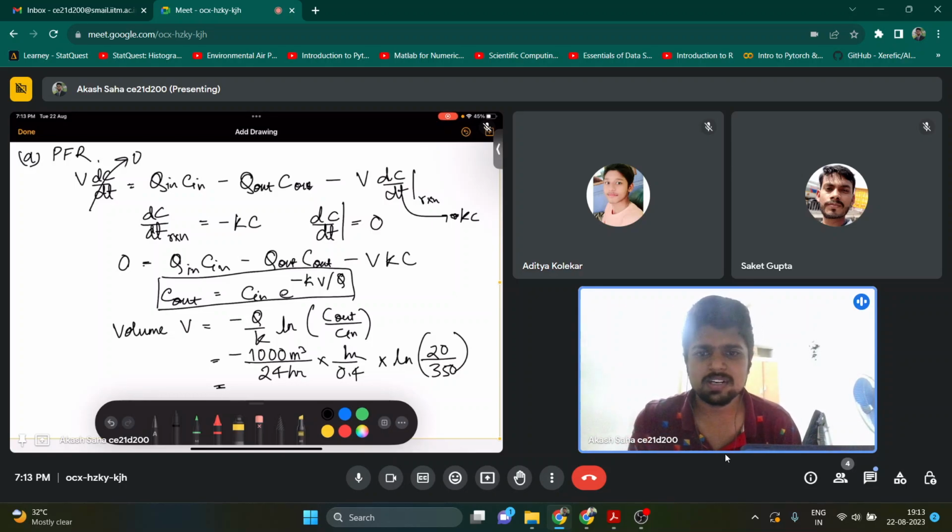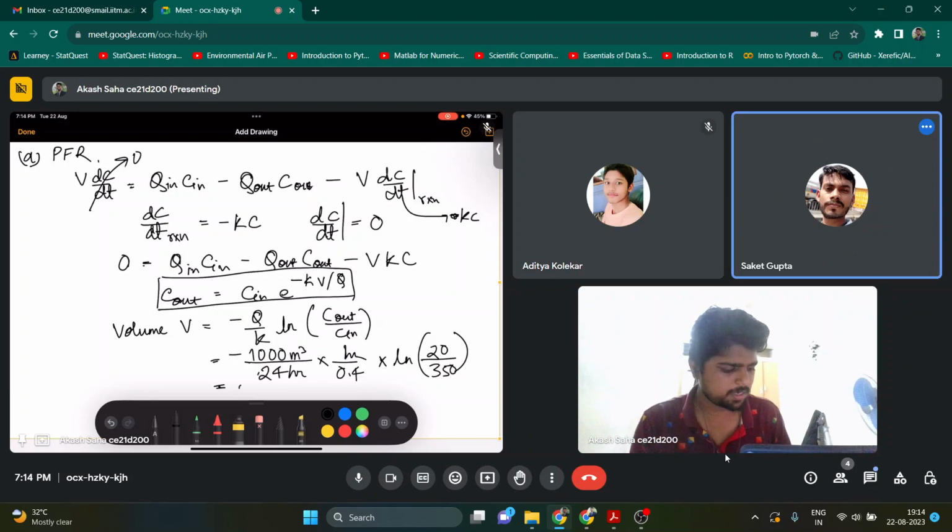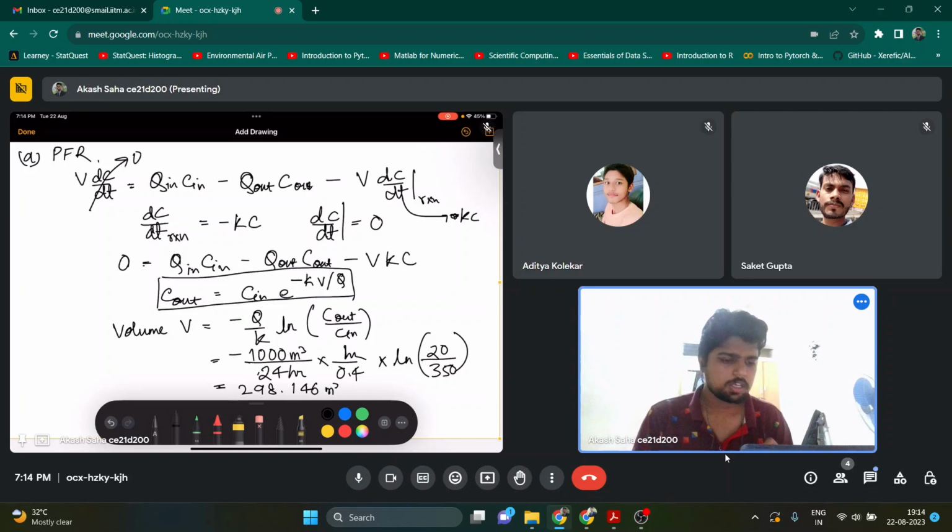Now, if people are even trying this question, just calculate and let me know what the volume is. Yes, it will be around 298.146 meter cube. So this is the volume of the PFR reactor, which will degrade from 350 milligram per liter to 20 milligram per liter.